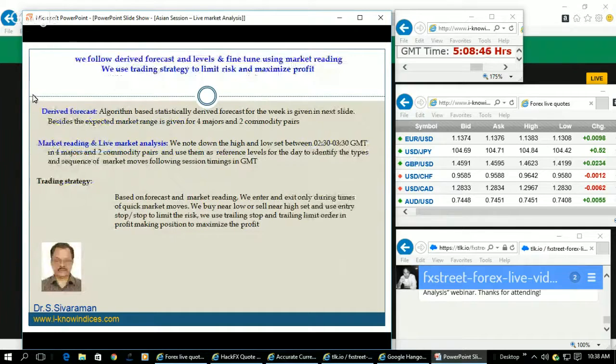So in my trading system, we follow derived forecast and levels and fine-tune it using the market reading. Then finally, we try to take the appropriate trading decision. In the event the market goes against us, we need to have that strategy to limit the risk and maximize the profit. For that, we use hedging. So derived forecast, market reading, live market analysis and the trading strategy are part of this particular process.